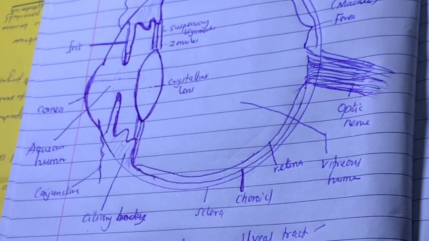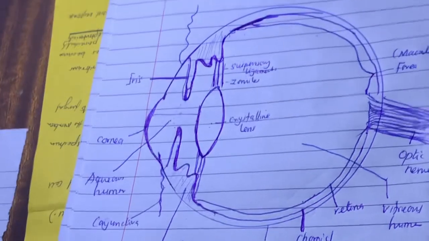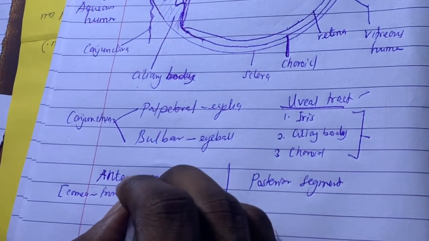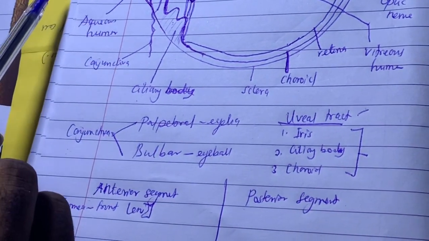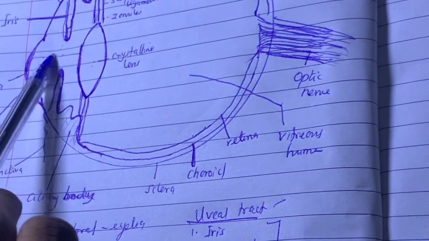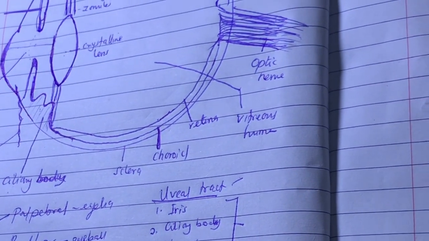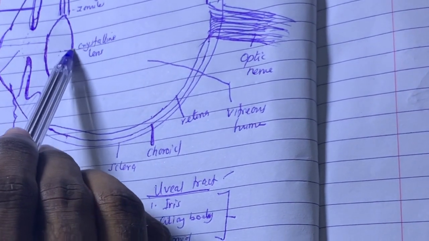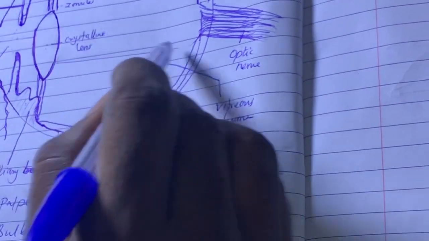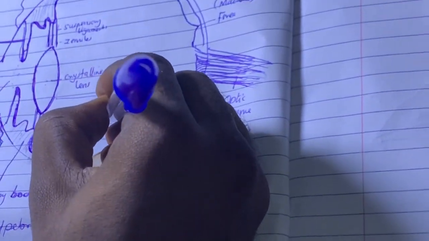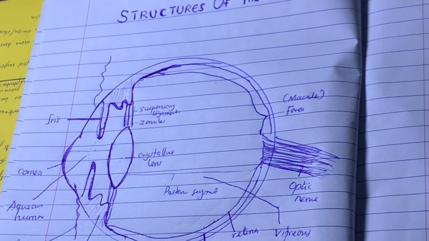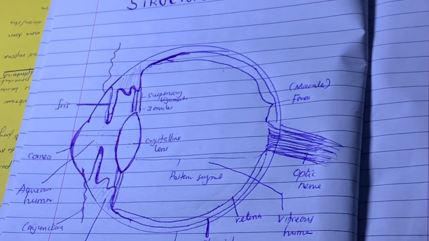The anterior segment is between the cornea and the front part of the lens. The posterior segment is from the back of the lens to the retina; this whole part is called the posterior segment. In the posterior segment I have my vitreous humor, and in the anterior segment I have my aqueous humor.